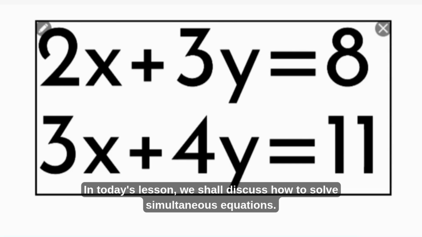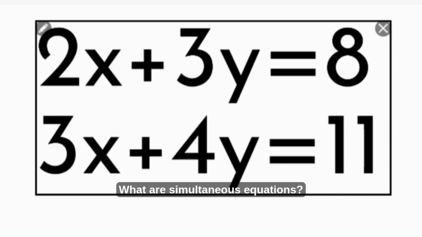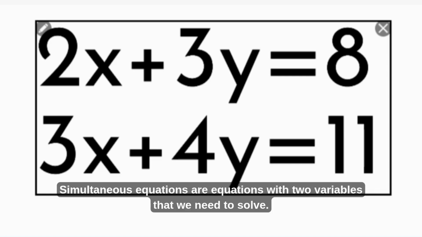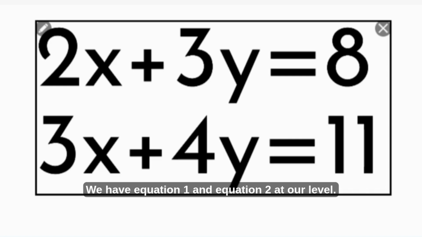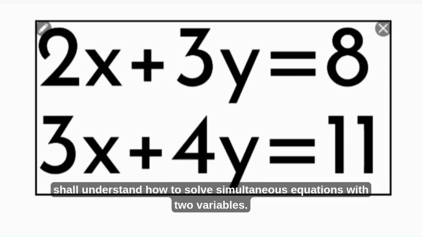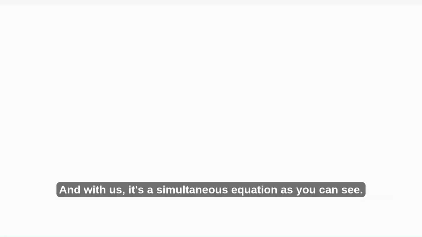In today's lesson, we shall discuss how to solve simultaneous equations. What are simultaneous equations? Simultaneous equations are equations with two variables that we need to solve. We have equation 1 and equation 2 at our level. In future, you shall study solving simultaneous equations with even three variables, but in this case we shall study how to solve simultaneous equations with two variables.